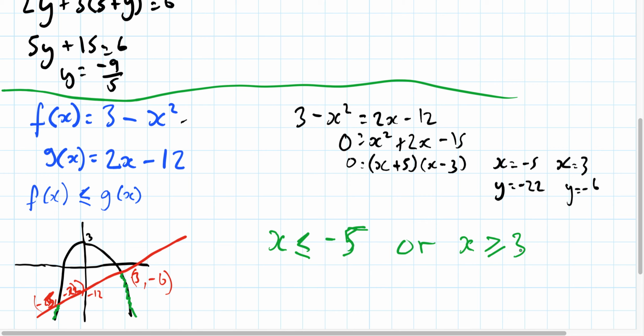Okay, so for using the graph to work out the inequalities, work out the intersection points, draw your graphs, and then you have to highlight what satisfies the question. Okay, and that's it.